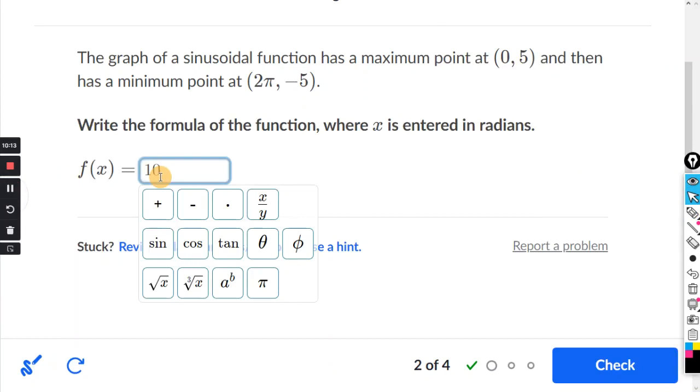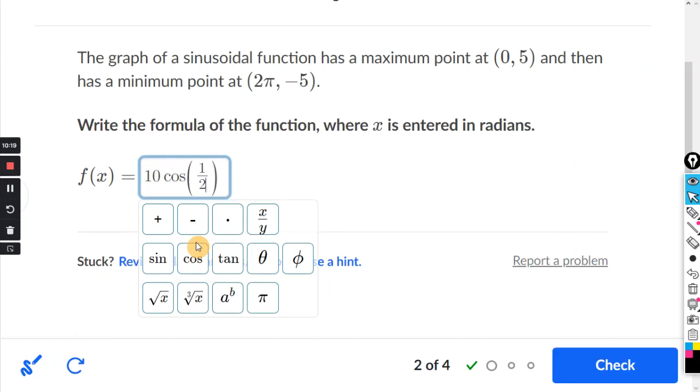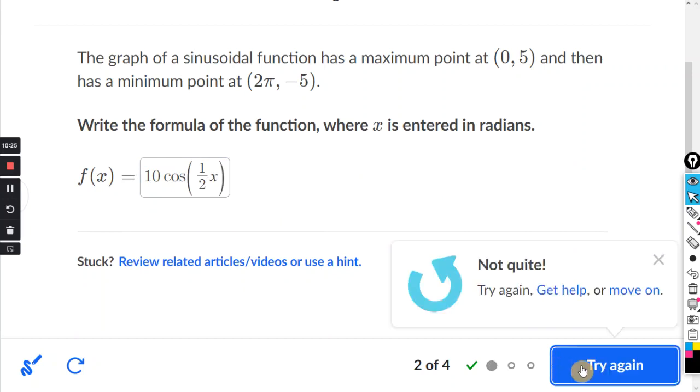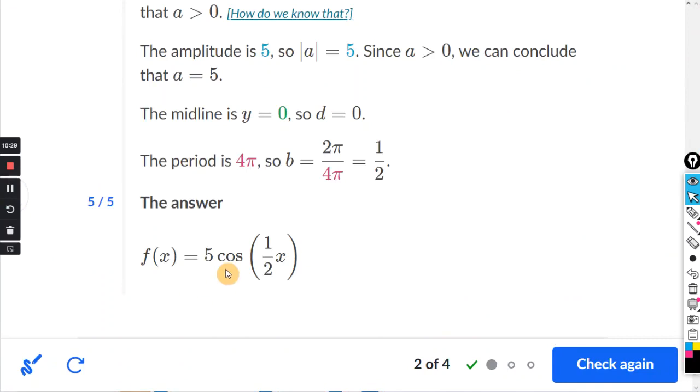10 cosine, parentheses, 1/2, hit the right arrow key, x. 10 cosine of 1/2 x. Okay, let's see what I did wrong. I made a mistake on the amplitude. It's actually 5 cosine of 1/2 x.